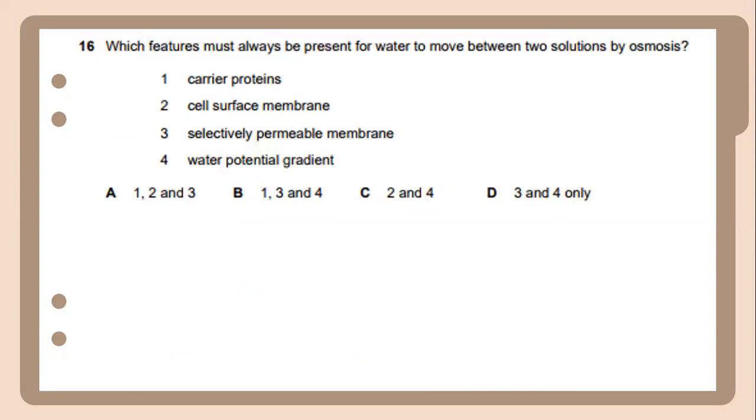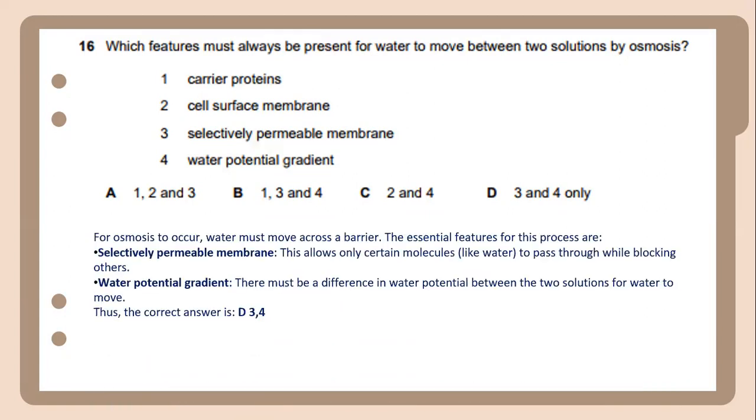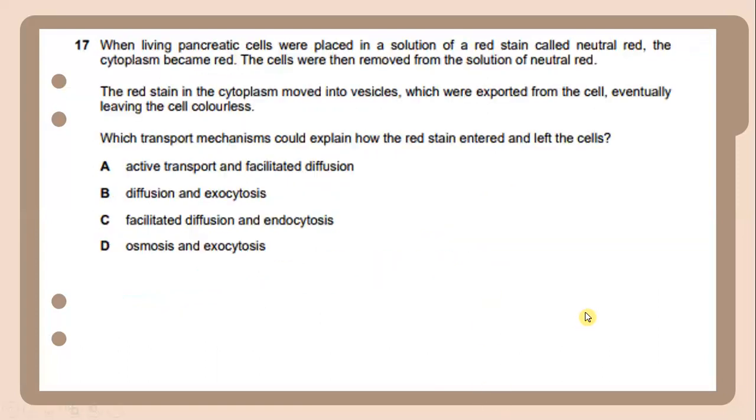Which features must be present for water to move between two solutions by osmosis? For osmosis to occur, water must cross the barrier. The essential features for this process are a selectively permeable membrane, which allows only certain molecules like water to pass through while blocking others, and number 4, a water potential gradient. There must be a difference in water potential between the two solutions for water to move. The answer will be 3 and 4.